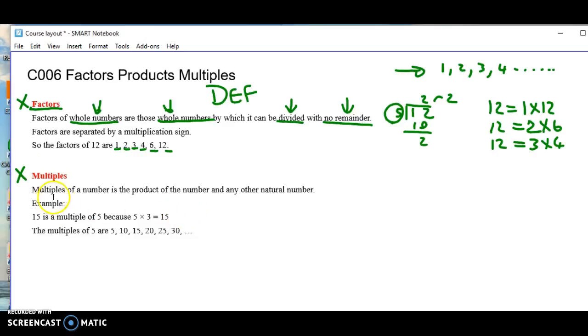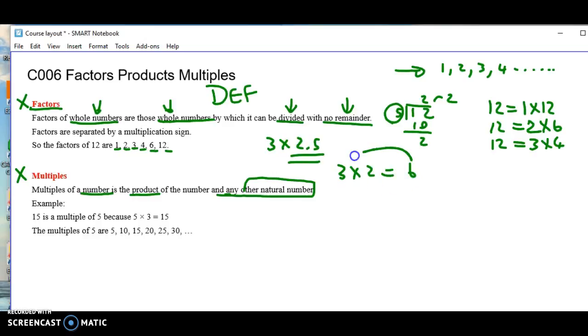Multiples. Now they say a multiple of a number is the product of that number and any other natural number. So we cannot say 3 times 2,5, because this is not a natural number. It must be 3 times 2. Then 6 is a multiple of 3. And 3 times 5 is 15. Then 15 is a multiple of 3.